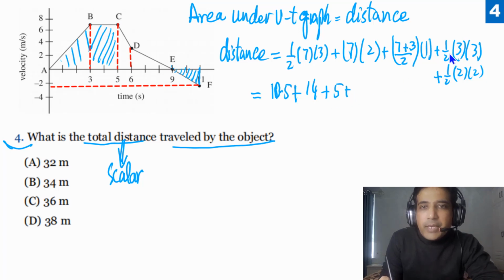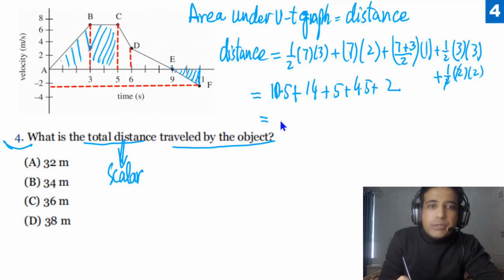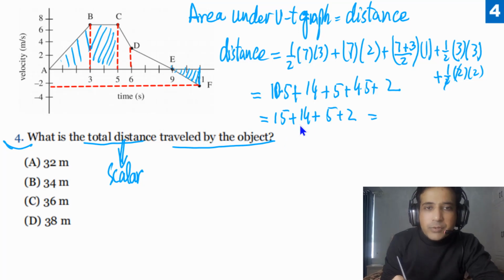So divided by 2, we will get 4.5. And 2 we can cancel with 2. So we have 2 here. So in this case, this is 10.5 and this one is 4.5. So we can have this 11 plus 4. So this one is 15, plus we have 14, plus we have 5 and plus we have 2. So 14 plus 15, this is 29. 29 plus 7, we have 36. So the total distance traveled is 36 meters.